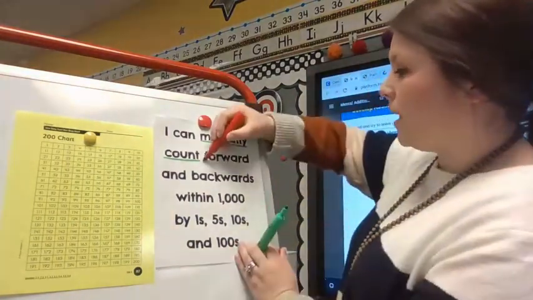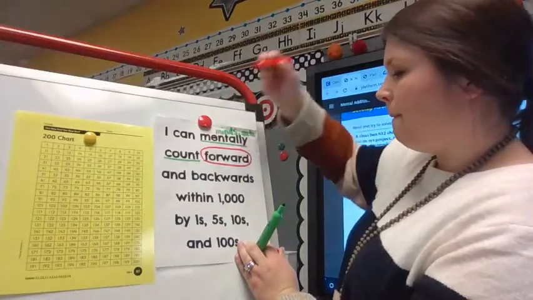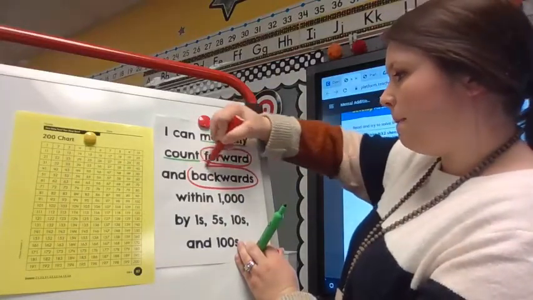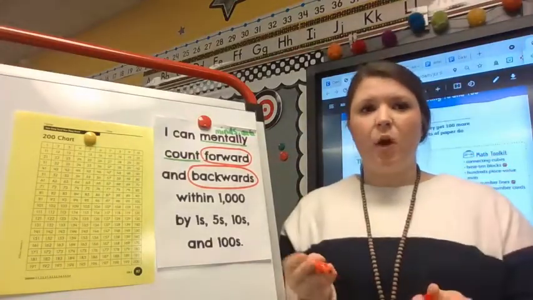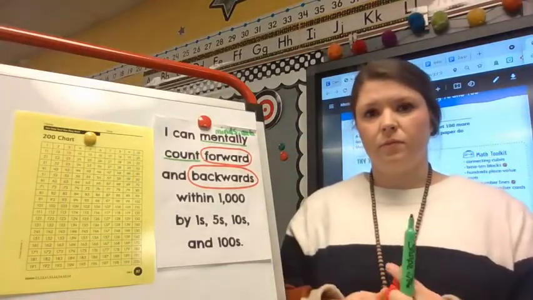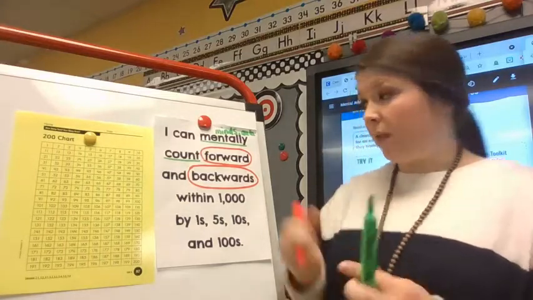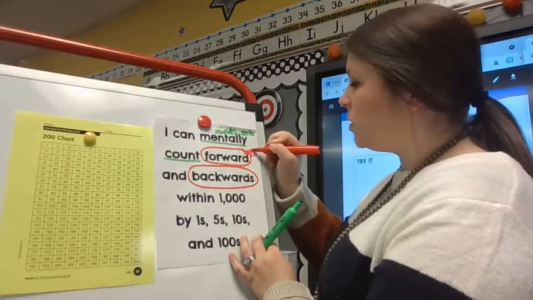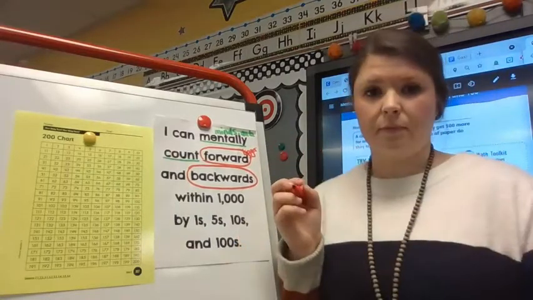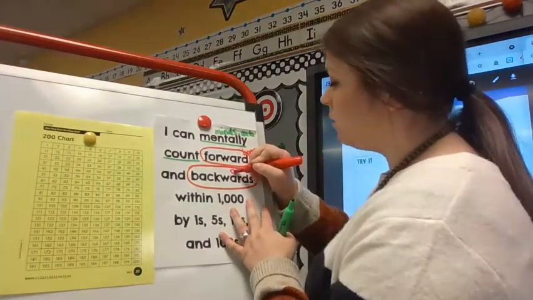Now we know we can count forward and we can count backwards, right? So when we count forward, what happens with our numbers? They get bigger, don't they? When we count backwards, what happens to our numbers? They get smaller.